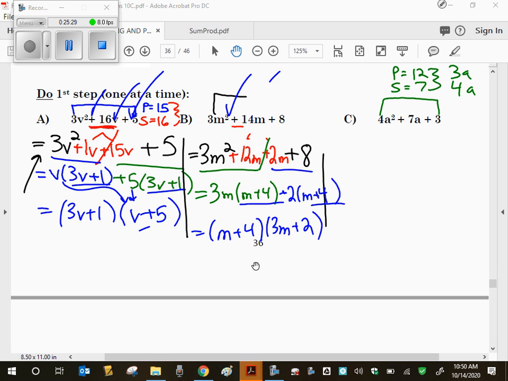I'll put the 4s together and the 3s together. You don't have to. Well, look at me like you're done. So 4a squared plus 3, and then this 7a is going to turn to 4a plus 3a. Now, go ahead and finish it off. Slice and dice.